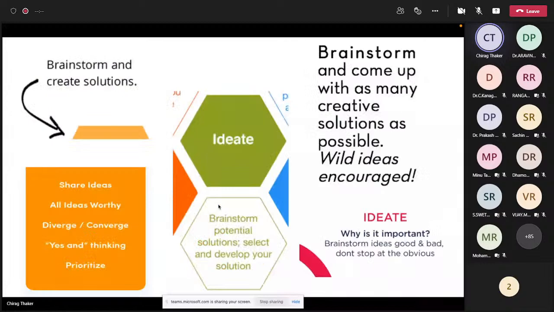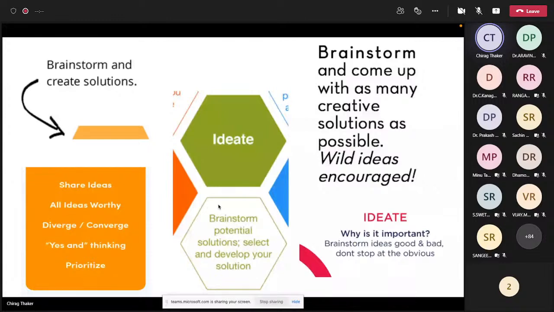Now we enter the third stage, ideate. So ideate is all about brainstorming and creating solutions. What is the single most important objective of this ideate phase? Brainstorm potential solutions and select and develop your solution. So why is ideate important? Because you are going to brainstorm ideas, good as well as bad ideas. And don't stop at the obvious. Just go with all crazy possible ideas. So brainstorm and come up with as many creative solutions as possible. Wild ideas should be encouraged during this phase.